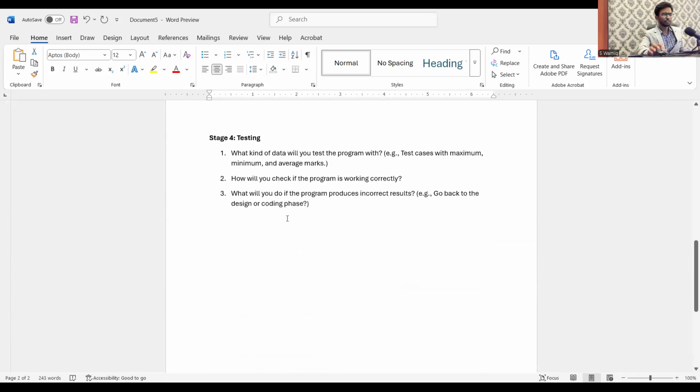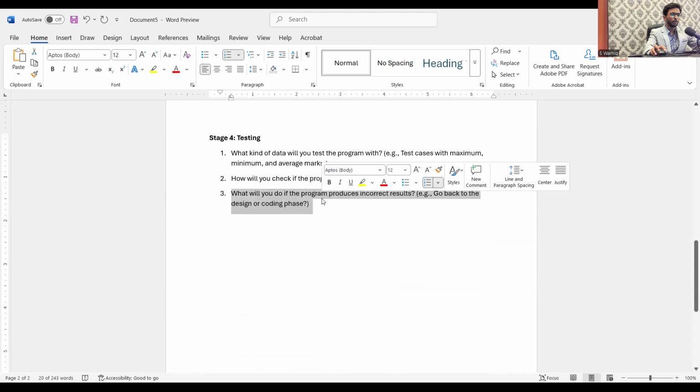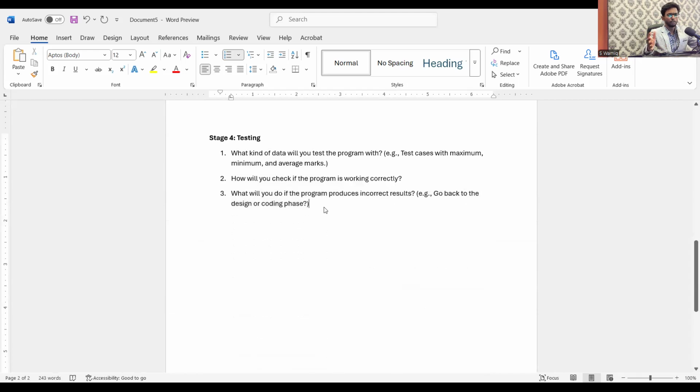And then there is the last area, testing. You are going to say what kind of data you will test. You can set some examples. For example, if I'm testing whether the student is getting the correct grade as per the marks, how will you check whether the program is working correctly? How would you know your program produces correct results? It's all up to you.